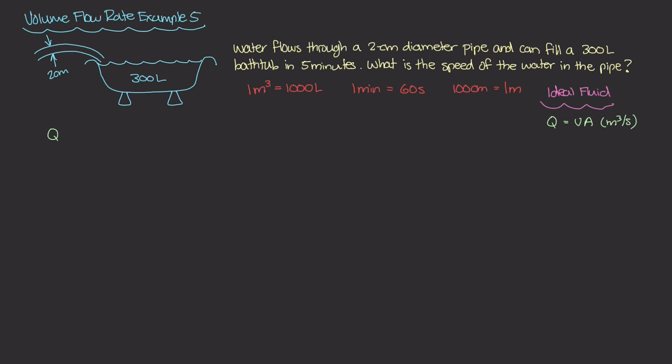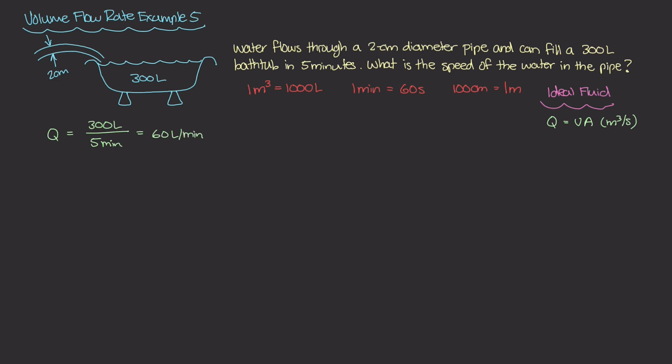So for this question, we can figure out what Q is right off of what has been given to us. So we know that the bathtub capacity is 300 liters. That's the volume. And we know that that bathtub can be filled up through this pipe over the course of 5 minutes, volume per unit of time. So the flow rate in this example is going to be 300 liters, that's the volume, divided by the time span, which is 5 minutes. Again, if we treat this water as an ideal fluid, then we know that the volume passing through the pipe is 300 liters per 5 minutes. So this turns out to be 60 liters per minute.